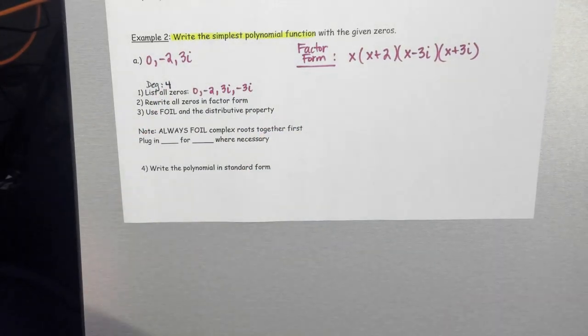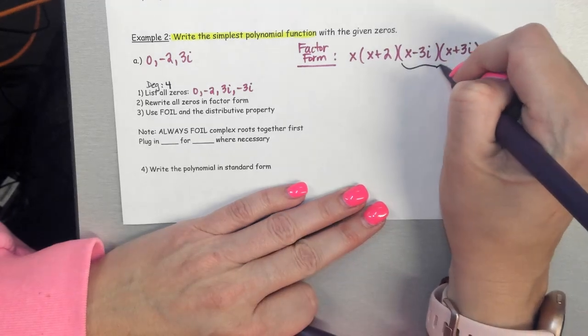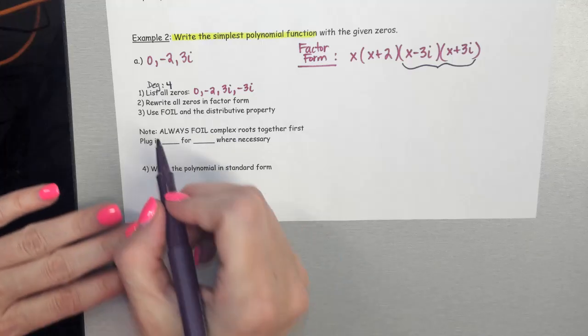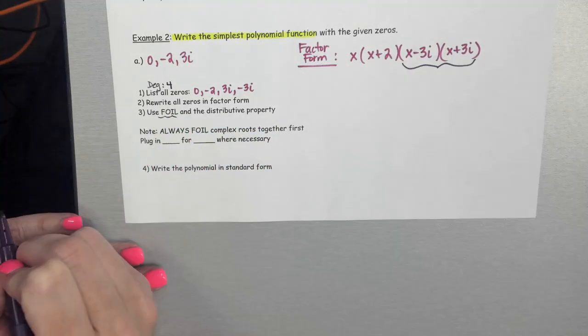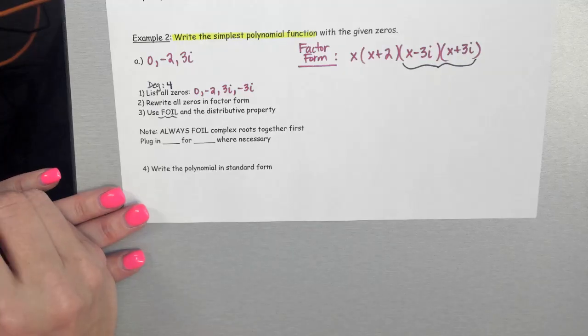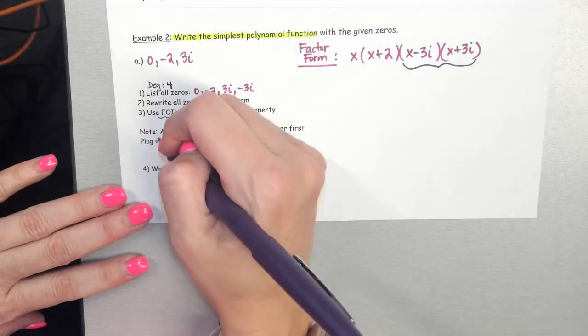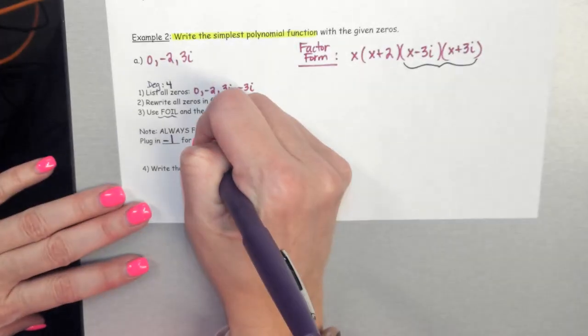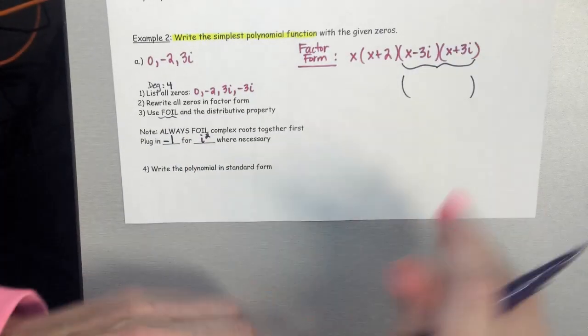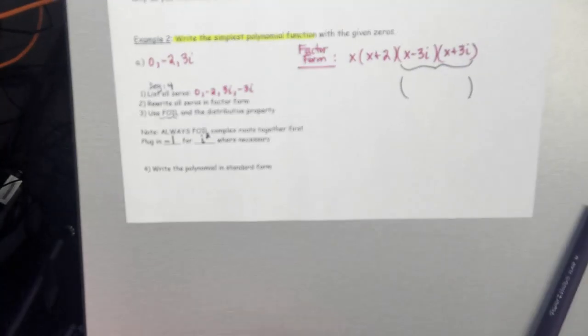Okay, when you FOIL these together, you want to FOIL the conjugates together first. Okay, so it says use FOIL and the distributive property. Always FOIL your complex roots together first. And then once you do that, you are going to plug in -1 for I squared. Okay, so I want you to simplify that.